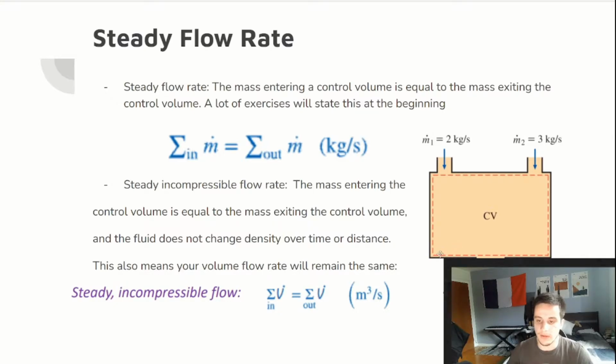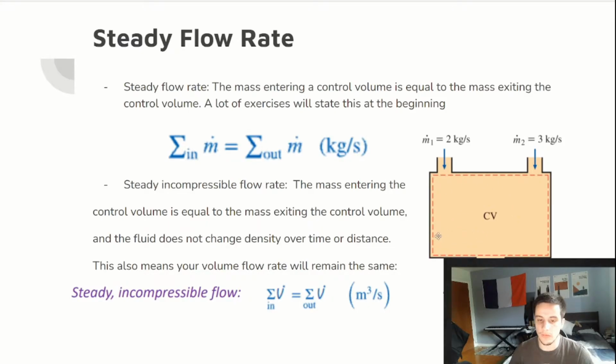It is very likely that the density of water in this area, for example, is very different from the one in the center here. But since that would be way too complicated to calculate, we assume a steady incompressible flow rate. So we assume that if we were to have water going into these 2 pipes and then water leaving this control volume through this pipe, the density all over the place is the same.